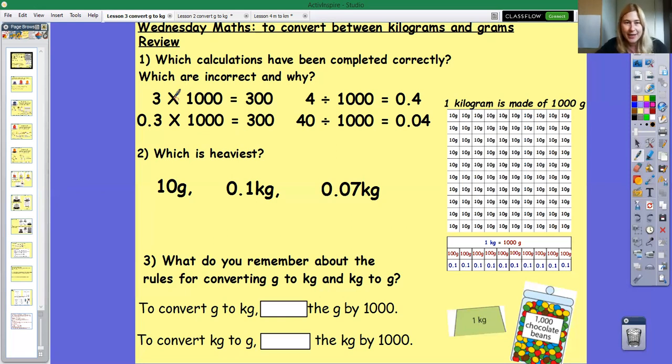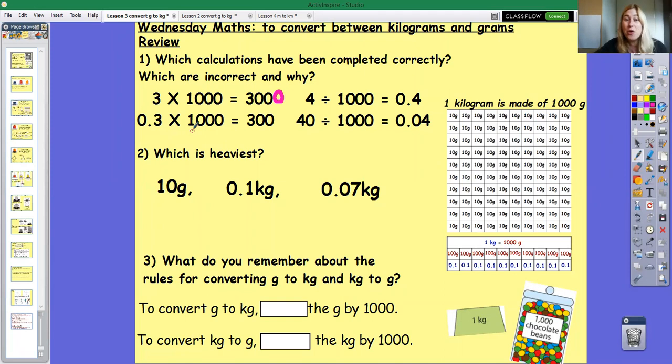So I hope you spotted that the first one here, 3 times 1,000 is 300. That can't be correct because we haven't moved our 3 places to the left. It's only actually moved 2 places to the left. So at the moment, this has only been multiplied by 100. So 3 times 1,000 is 3,000. And actually that kind of makes sense, doesn't it? Because if I had 1,000 and I added 1,000 and I added 1,000, that's 3 lots of 1,000 and that would be 3,000.